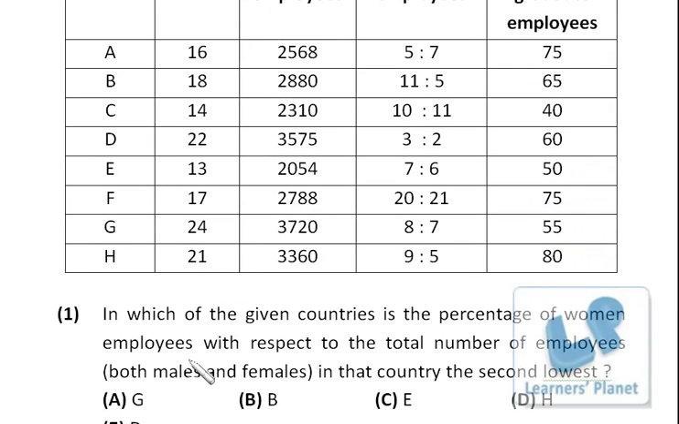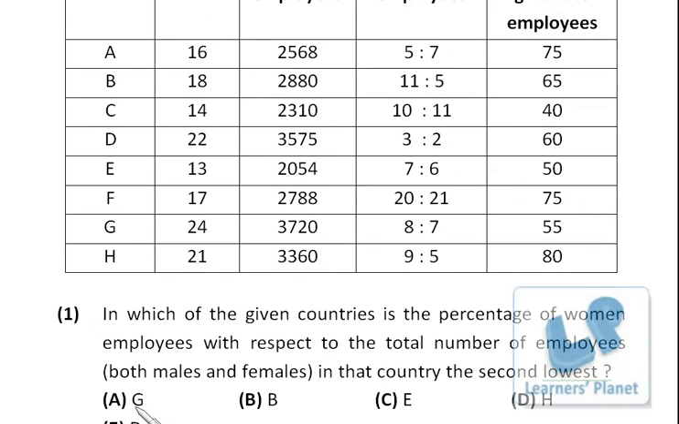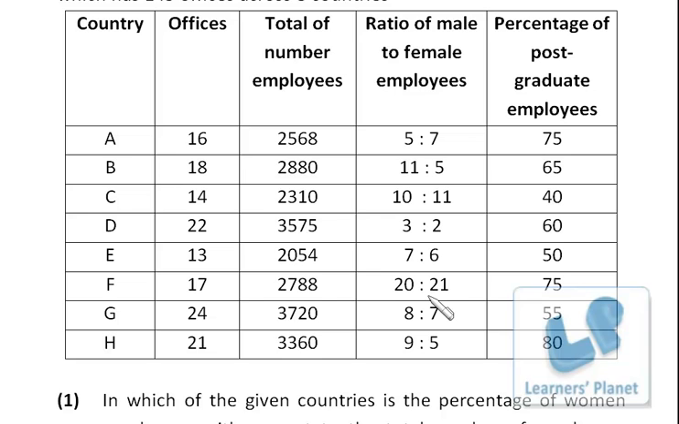Next is, in which of the given countries is the percentage of women employees with respect to the total number of employees in that country the second lowest? Okay, total number of employees in this column, and female employees in this column, right? So precisely we have to find out in that country the second lowest. For that we need to find out the number of female employees in each country. Now definitely this question is a bit lengthy, but not that difficult.